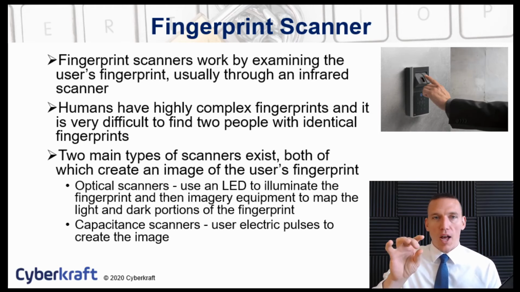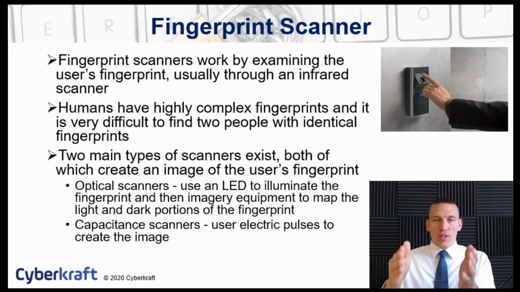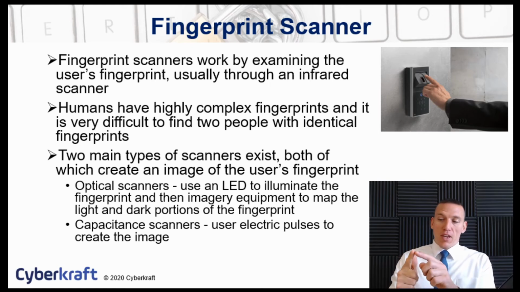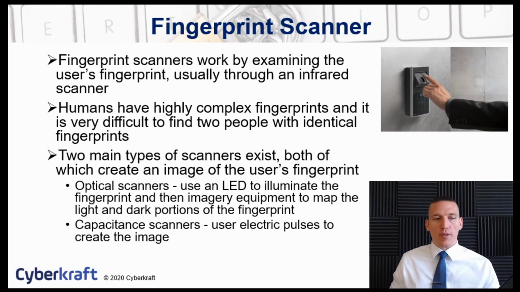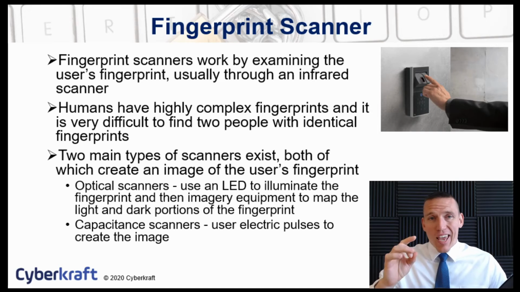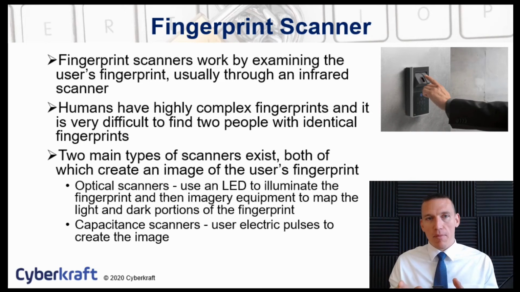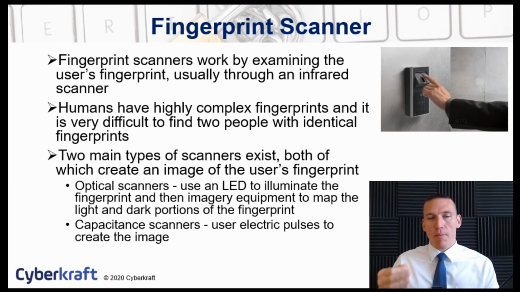There's two main types. The optical scanner will shine LEDs onto the fingerprint and then register the light pattern that develops based on the shadows made by the ridges within the fingerprint. A capacitance scanner works by using electrical pulses to create that same type of image. So instead of lights and imagery, it uses electrical pulses. So capacitance and optical scanners are the two main types.